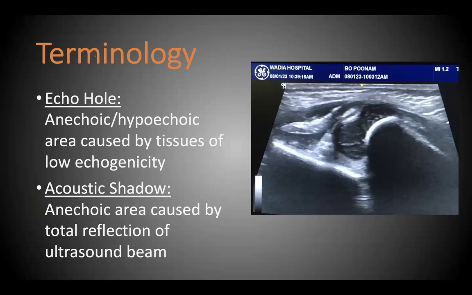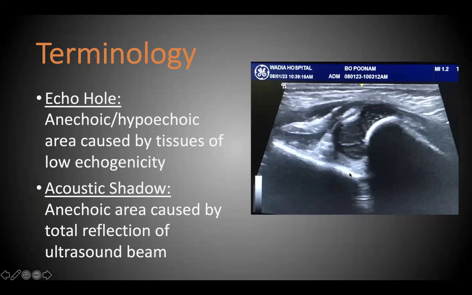I will start off by describing some basic terminology of the sonoanatomy of the hip joint. So, an echo hole is an anechoic or a hypoechoic area which is caused by tissues of low echogenicity, such as the femoral head and the greater trochanter, that is the proximal femur. So these tissues appear black or slightly anechoic, as they call it on the ultrasound, but they would allow the rays of the ultrasound to pass through them.